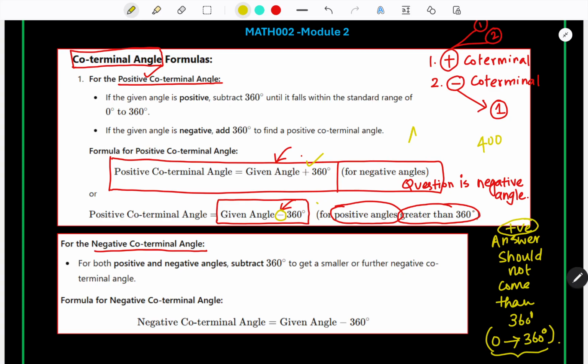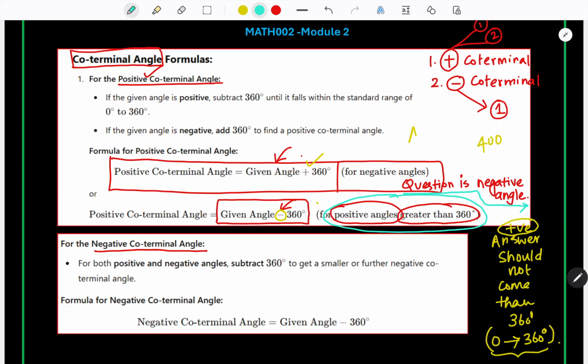Understand? So for positive coterminal angle, there are two situations. One situation: if the question is a negative angle, use the first formula. If the question is a positive angle greater than 360 degrees, use the second formula. Once again, I'll repeat. If the question is a negative angle, use the first formula. If the question is a positive angle which is more than 360 degrees, use the second formula.